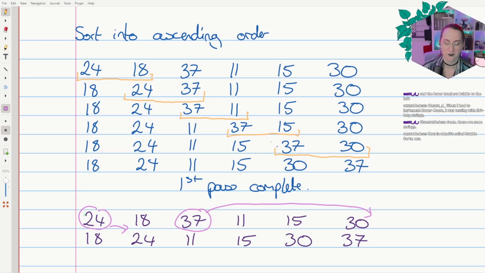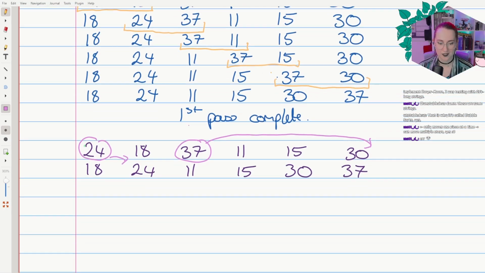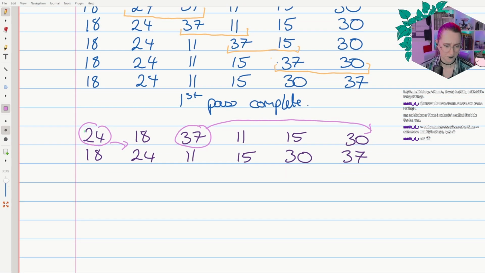So if 11 and 15 were initially the other way around, it would only be quite late down the sort that they get swapped. So yeah, things moving to the left only move once at a time. Things moving to the right can move quite far. Yeah, so that's the vibe. So this was the end of the second pass. We can keep going from this point.